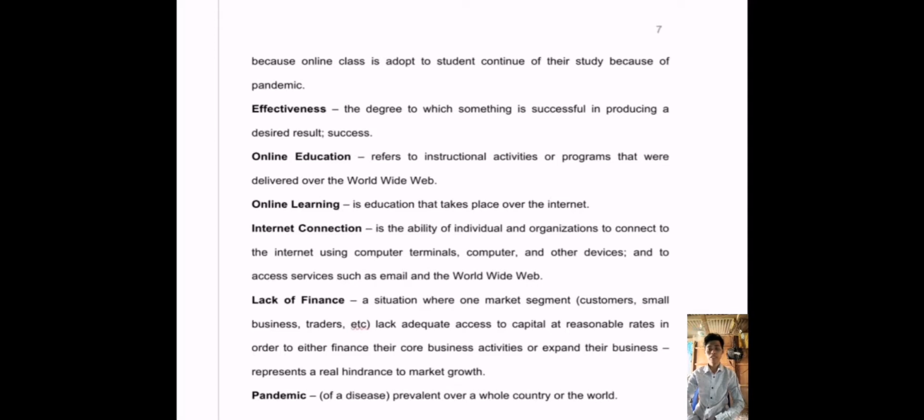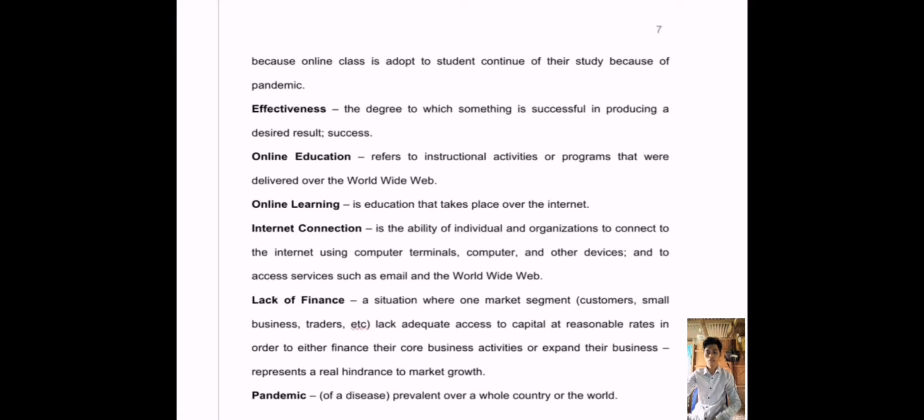Effectiveness, the degree to which something is successful in producing a desired result. Success. Online education refers to instructional activities or programs that were delivered over the World Wide Web. Online learning is education that takes place over the internet. Internet connection is the ability of an individual or organization to connect to the internet using computer terminals, computers and other devices, and to access services such as email and the World Wide Web.